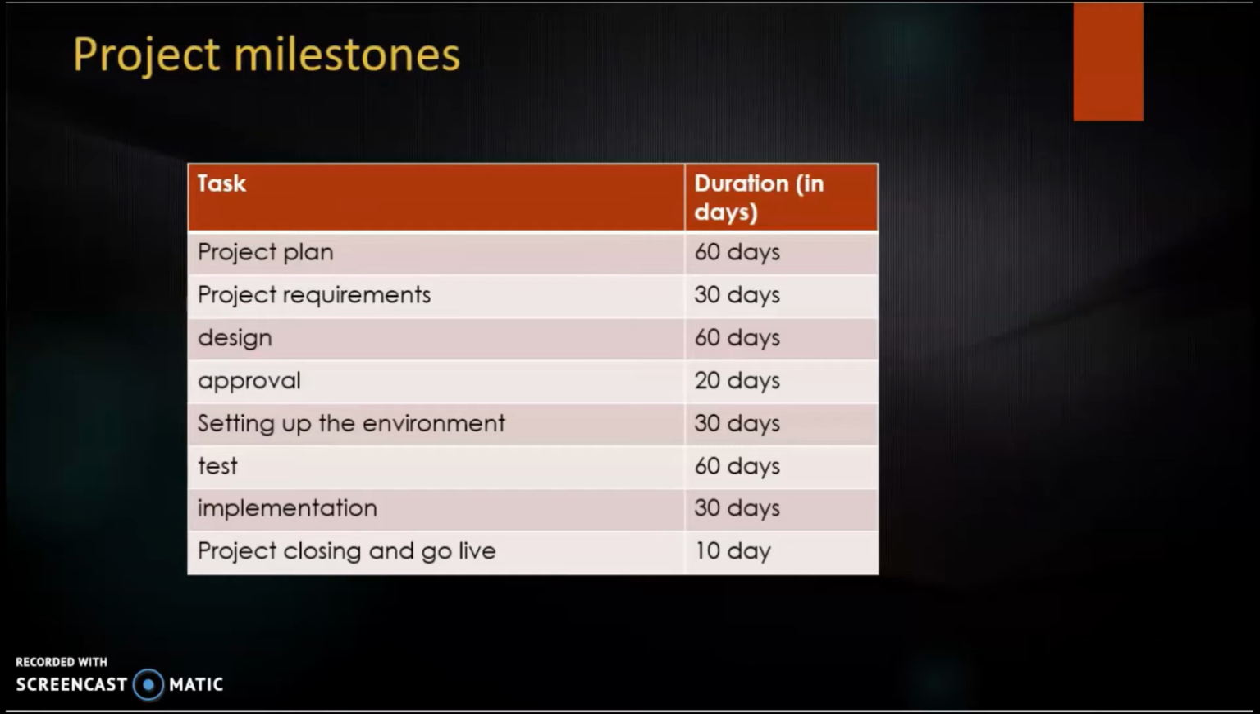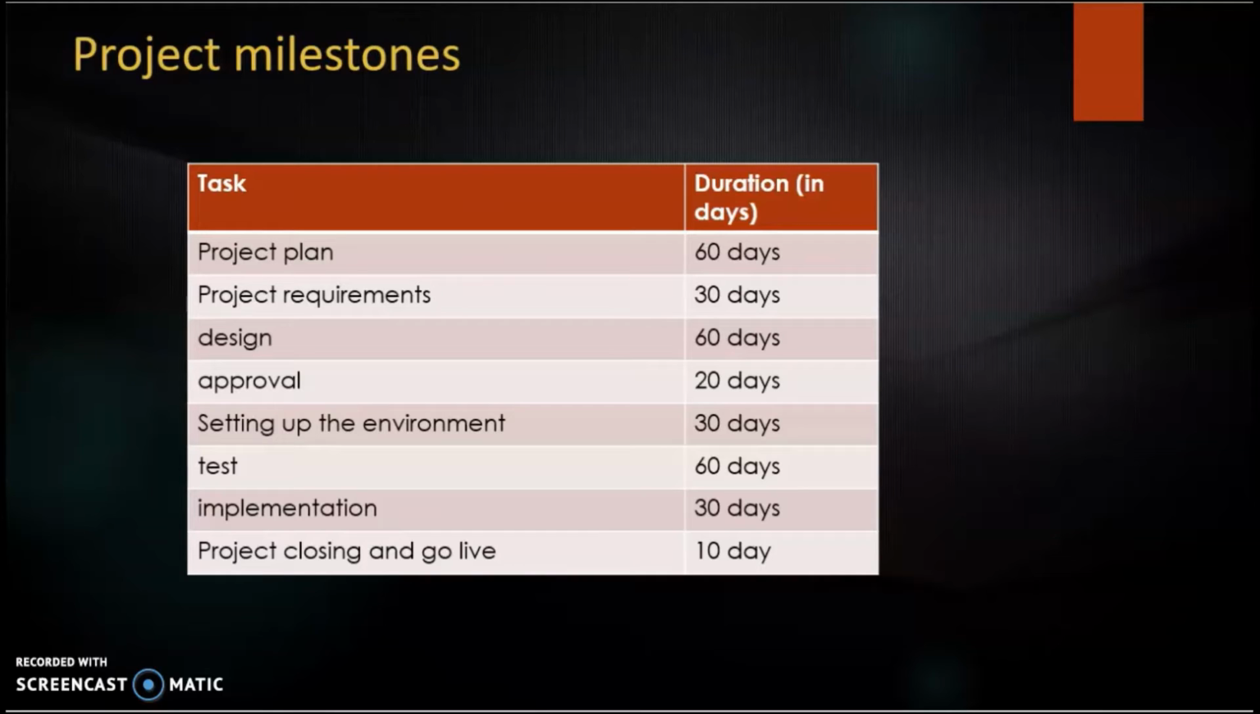Next is the project requirement stage, and we have given 30 days to complete this stage. Next is to design the project, and it takes almost 60 days to complete. Next is the approval stage, where we have to get the approval from the team, so we have given 20 days to get the approval. Next is to set up the environment for the project, and the estimated time period for that is 30 days.